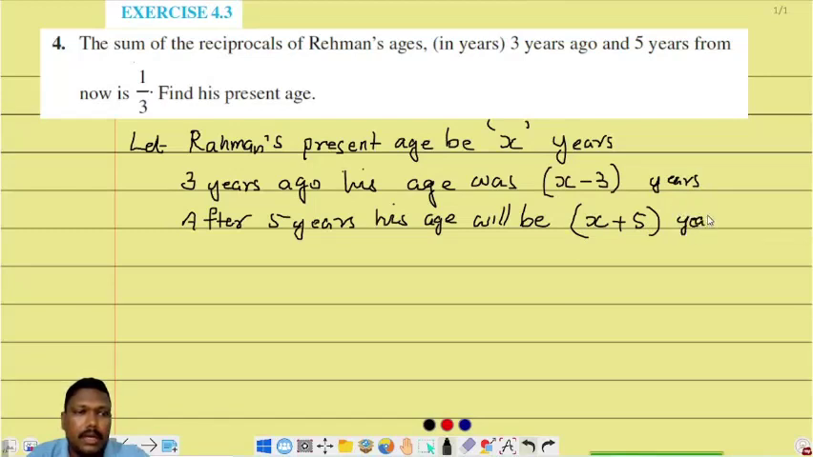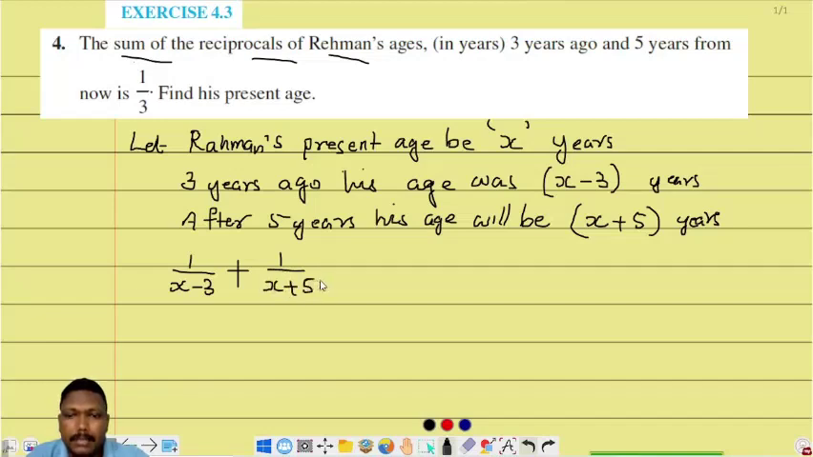Now read the question. The sum of the reciprocals of Rahman's ages 3 years ago and 5 years from now. That means 1 divided by x minus 3 plus 1 divided by x plus 5. The sum of the reciprocals of the ages is equal to 1 by 3. Now cross multiply this, we can find a quadratic equation. So this is the condition.